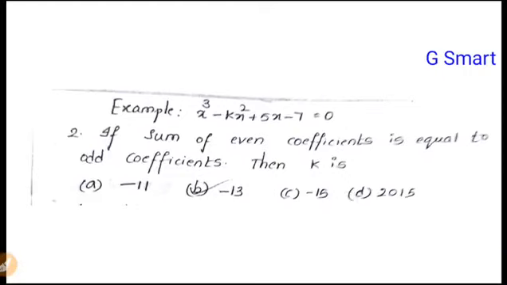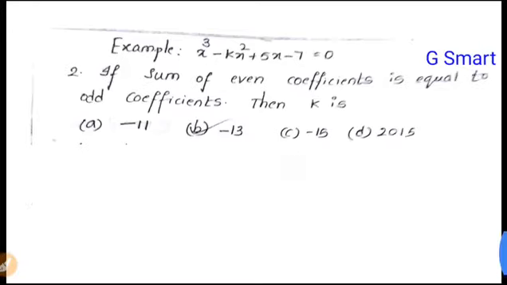For that, one example: x cube minus kx square plus 5x minus 7 is equal to 0. See here, x cube coefficient is 1, x coefficient is 5. So 1 plus 5, 6, is equal to minus k minus 7. So minus k minus 7 is equal to 6. Minus 7 going to that side, 6 plus 7, 13. So minus k is equal to 13, k is equal to minus 13. Like that we have to do these problems.